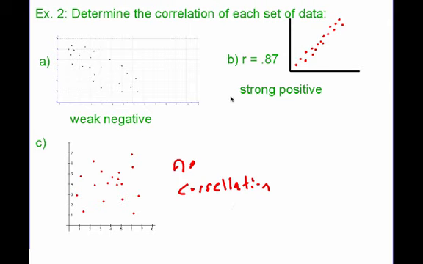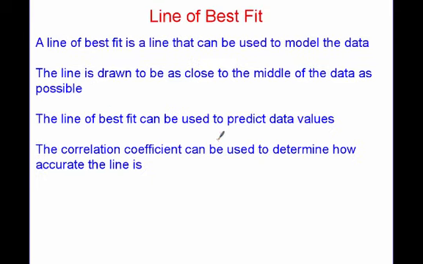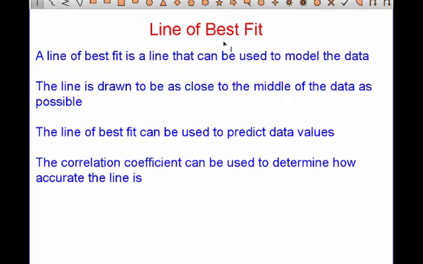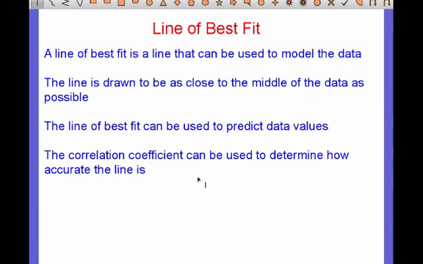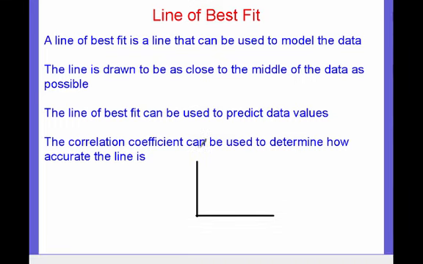All right, so our final thing we're going to talk about is a line of best fit. A line of best fit is a line that can be used to model the data. The line's drawn to be as close to the middle of the data as possible. We want it to fit, if we think of our word here, the data as best as it possibly can. Now it's very rarely going to be perfect, but we want it to be as close as it can to modeling the relationship we see with the data. And we can use it to predict data values.